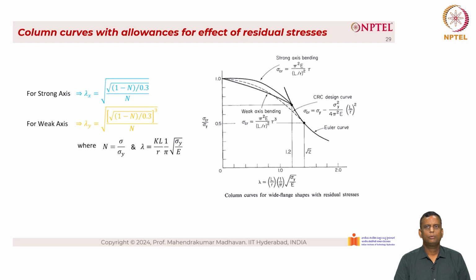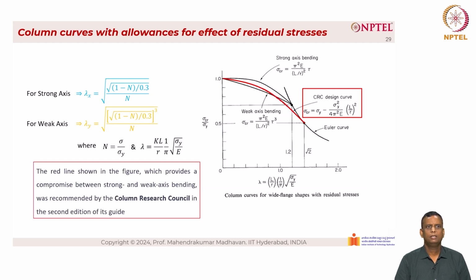Now let's talk about the Column Research Council curve, also known as the CRC design curve. So you can see that the CRC design curve is shown by the dotted lines that lie between the strong axis bending and the weak axis bending. The red line shown in the figure, which provides a compromise between strong and weak axis bending, was recommended by the Column Research Council in the second edition of its guide.